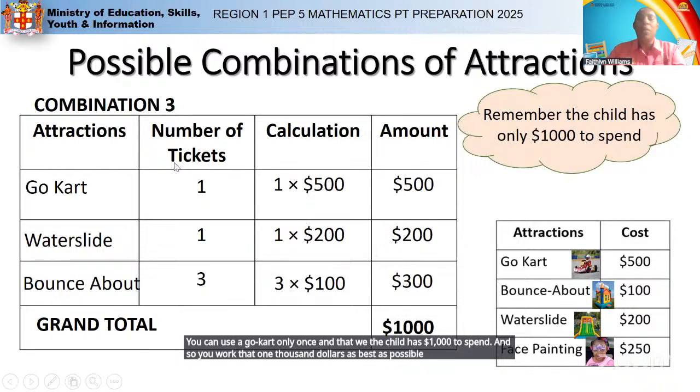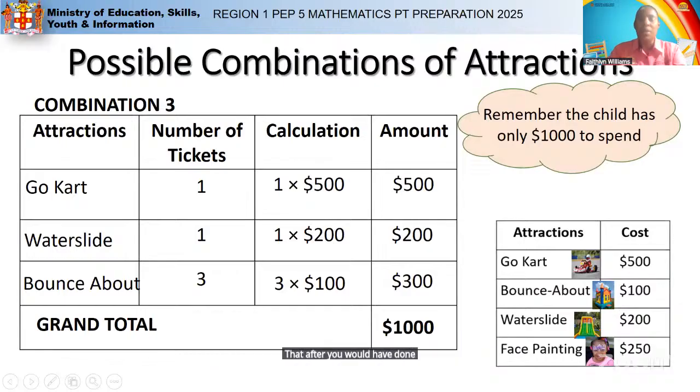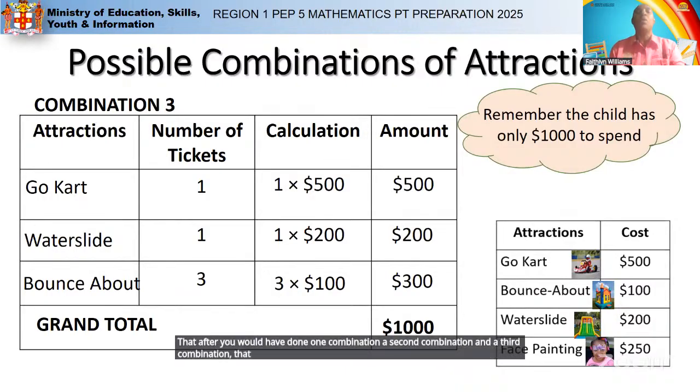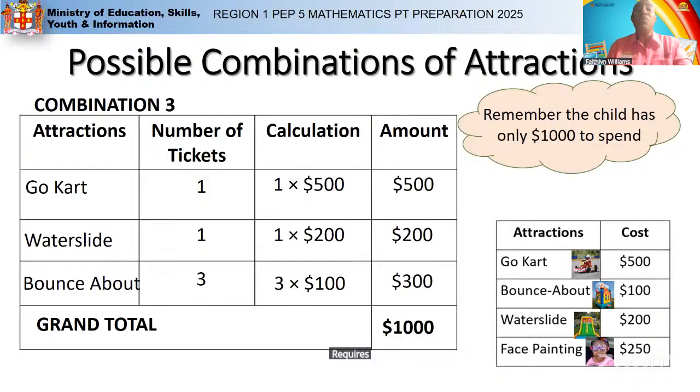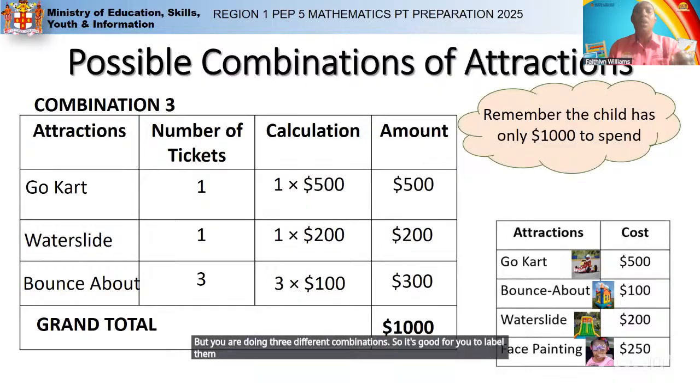I want to put it clear out there that after you would have done one combination, a second combination, and a third combination, that's what your answer requires. So not just 3 rides you're putting together, but you're doing 3 different combinations. So it's good for you to label them combination 1, combination 2, combination 3, showing 3 different ways in which the child could use up the $1,000.